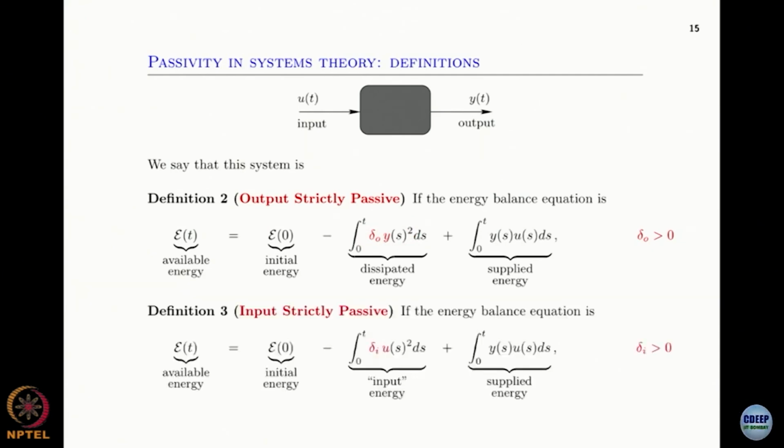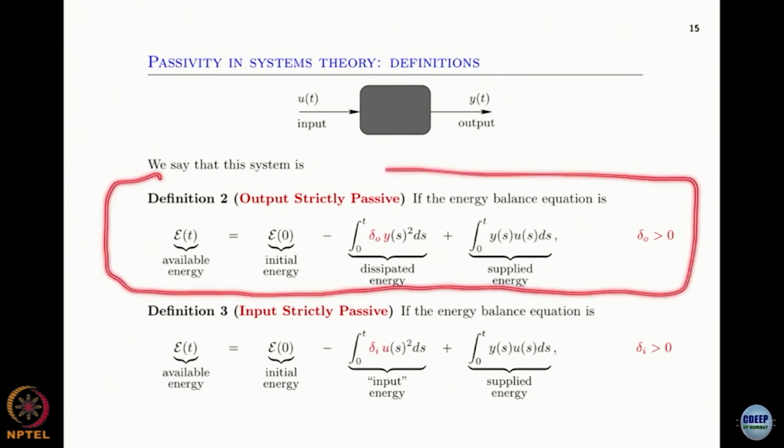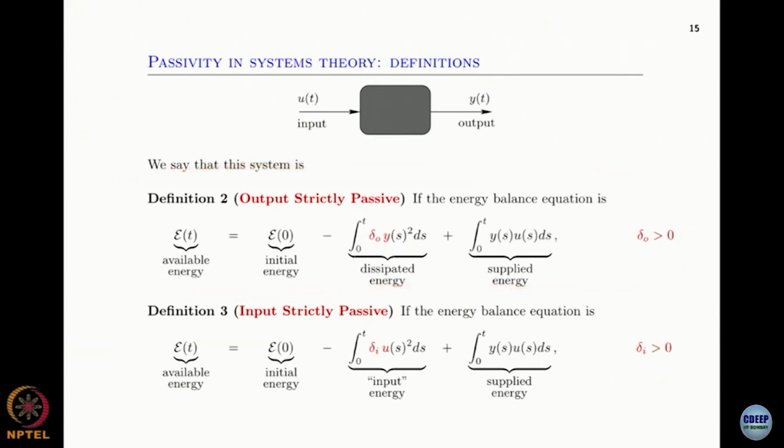And then we are going to call it input strictly passive if we have a similar balance equation, but instead of what we had before with the output square, here we have actually the input. Okay. Actually, this is the kind of system that will be very useful later. It's the kind of system that you want to have when you are doing some control, because it means that you have dissipation in your system and you are able to stabilize it. Okay.